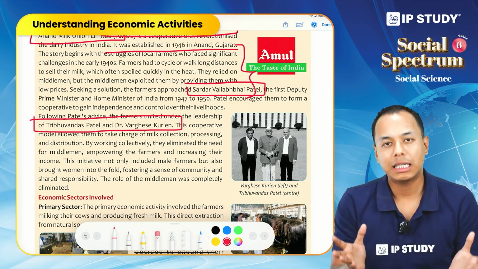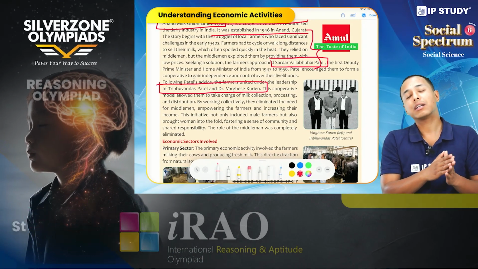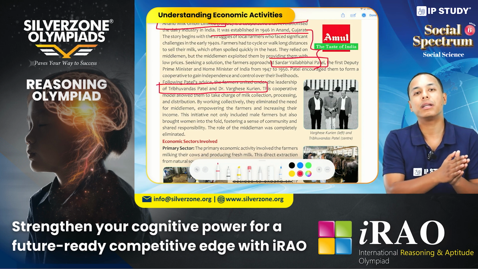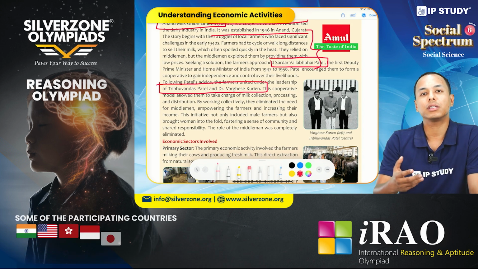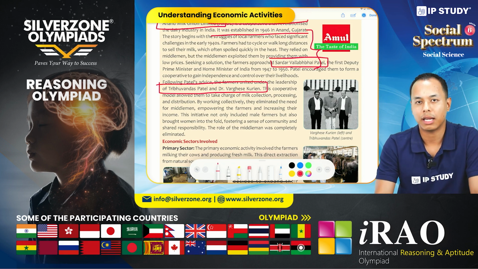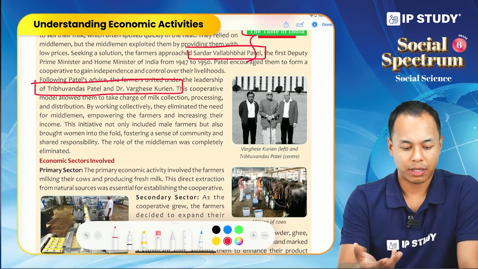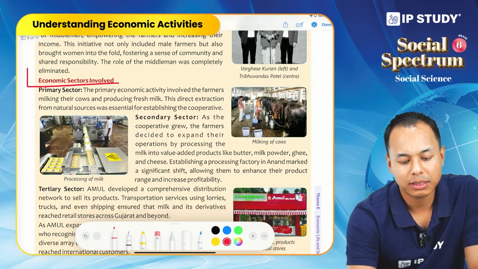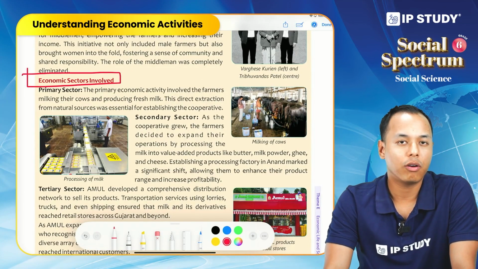When they established the cooperative, they started working among themselves. They started collecting their milk, distributing it and transporting it themselves. So the role of the middleman was completely removed. The story of Amul is also important because they not only promoted the milkmen, but the women were also in the front line. Another reason is the economic sectors involved in this. All three economic sectors were involved.